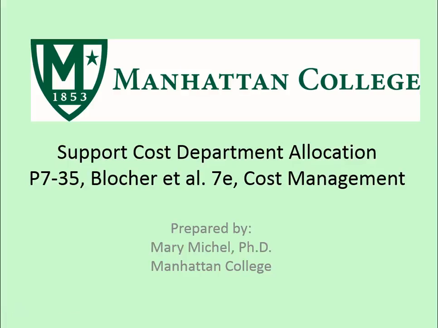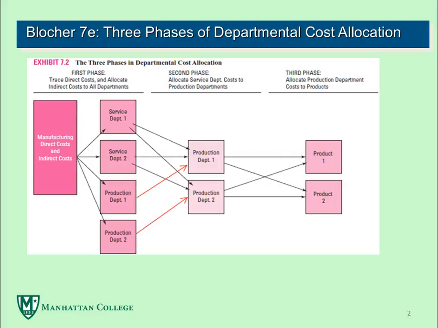Hello, this video from Cost Accounting talks about how to allocate support cost department allocations to other support departments and also to production departments. We're going to go through problem 7-35 in the Blocher et al. 7th edition Cost Management text so that you are able to do your homework.